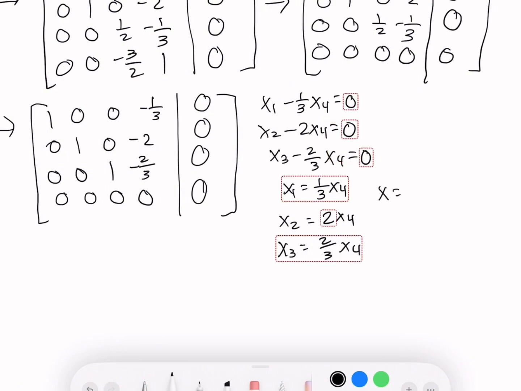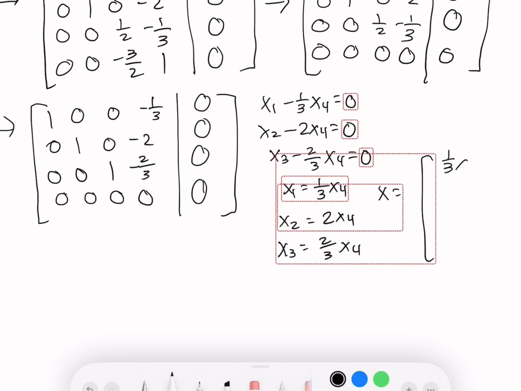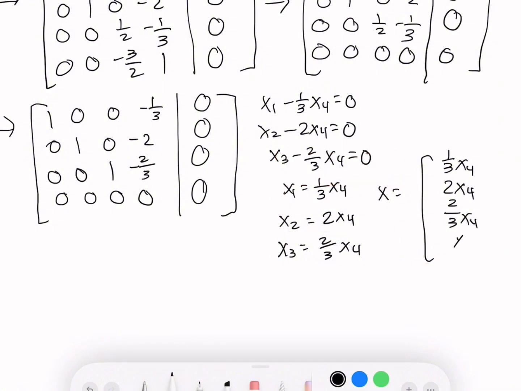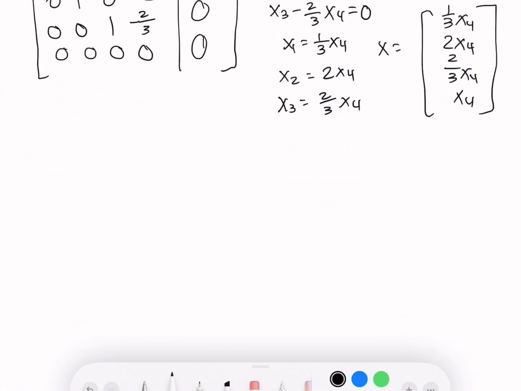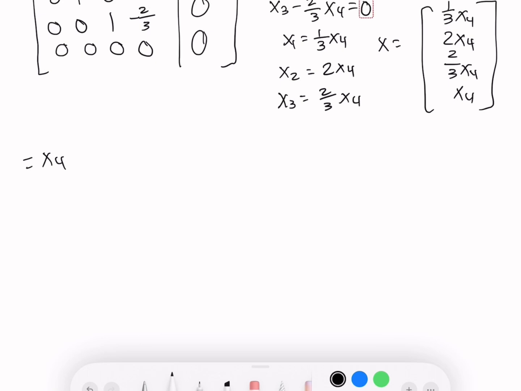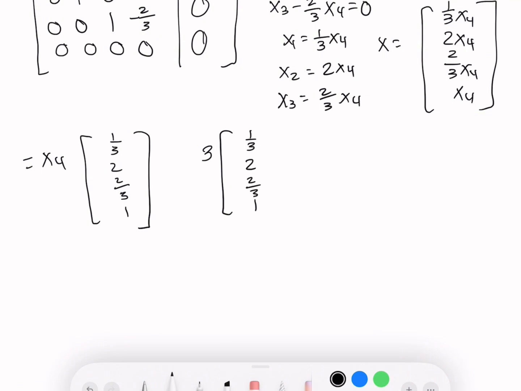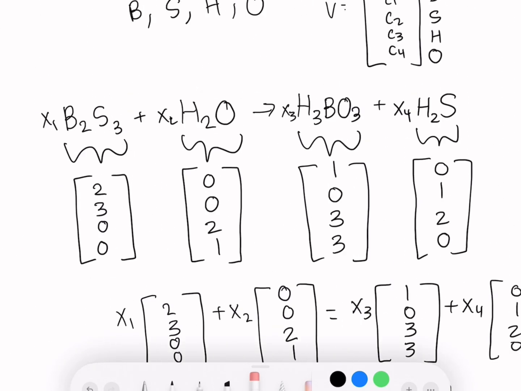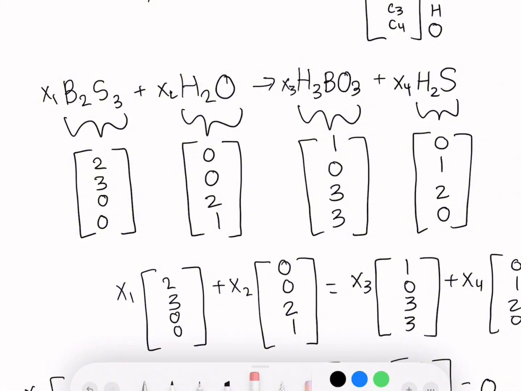So x equals (1/3 x4, 2x4, 2/3 x4, x4). And this is just x4 times the vector (1/3, 2, 2/3, 1). So if we let x4 equal 3, we'll have 3 times (1/3, 2, 2/3, 1), which gives us (1, 6, 2, 3). So now we can plug those into our coefficients x2, x1, x3, and x4.